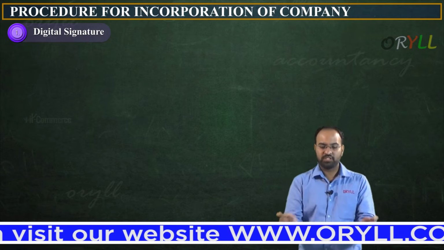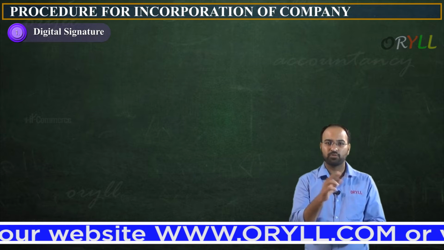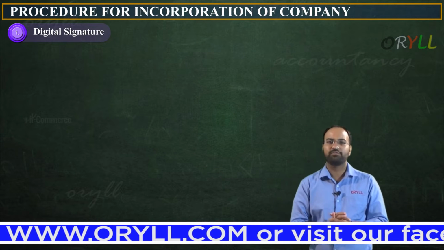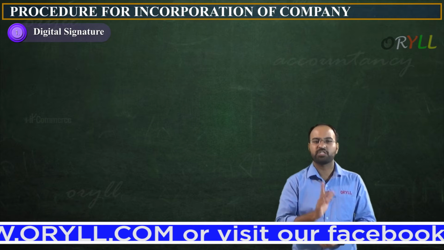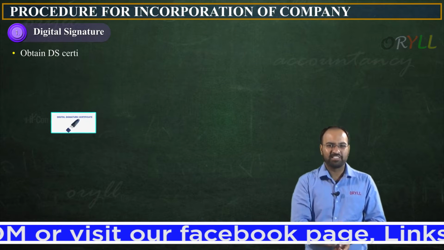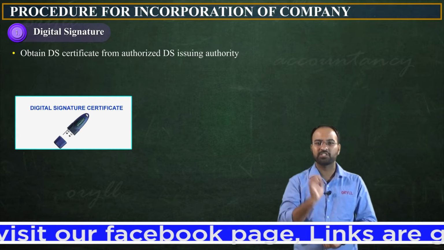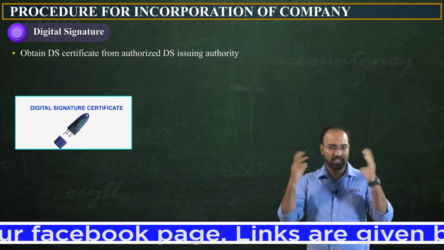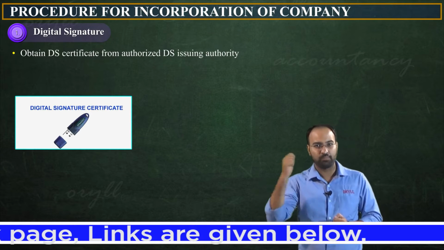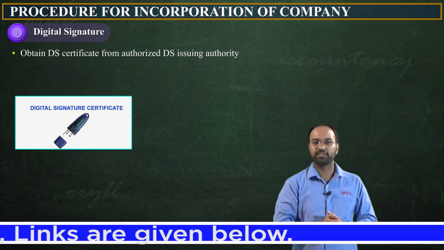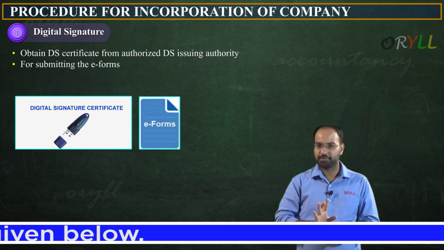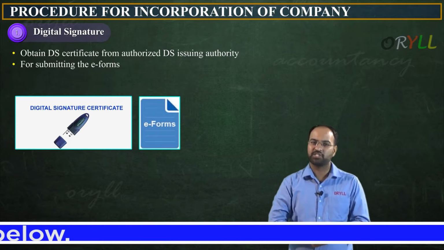Got it? So this digital signature will be used whenever we have to send or file any electronic form here. In India, understand carefully here, whenever you want to start a company, the first step is you have to get the digital signature certificate. So obtain the digital signature certificate from an authorized digital signature issuing authority. In India, there are certain authorities who are authorized to issue digital signatures here. So we have to go to them, make an application and then get the digital signature certificate. For what purpose? For submitting all the e-forms, electronic forms, to the ROC. Got it? So the first step is obtaining the digital signature.